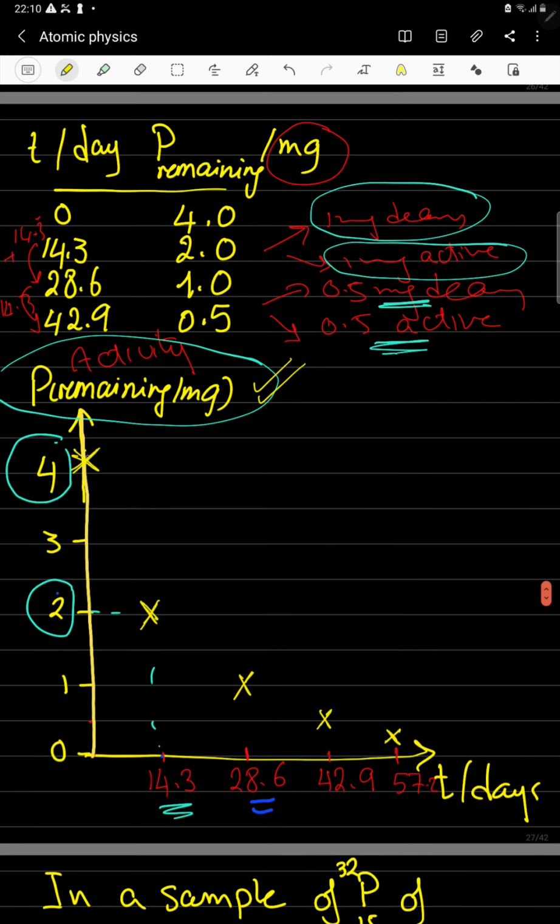So this is the graph for the radioactive decay. This is how it's going to look. What does this show? It shows the remaining activity, not the decay count. Okay, it shows the remaining activity.